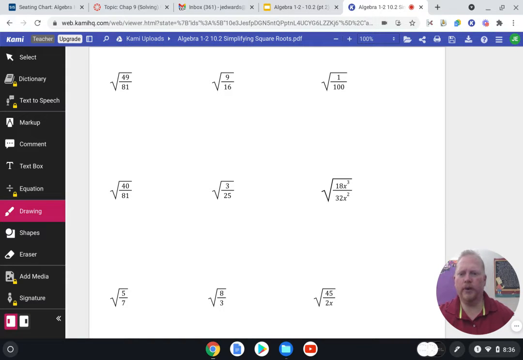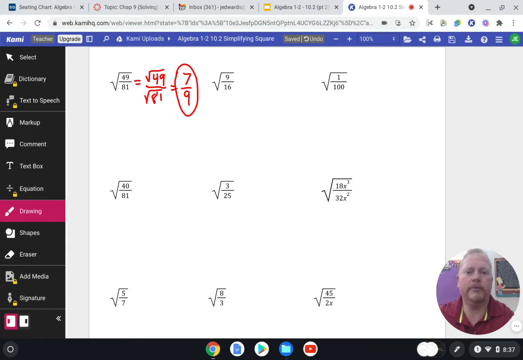All right, so first question, the square root of 49 over 81. Both of those are perfect squares. Well, that's probably the best case scenario because we can just take the square root of both of those. If it helps to visualize it, we can write it as the square root of 49 over the square root of 81. So the square root of 49 is 7, and the square root of 81 is 9. And that's my final answer, 7 over 9.